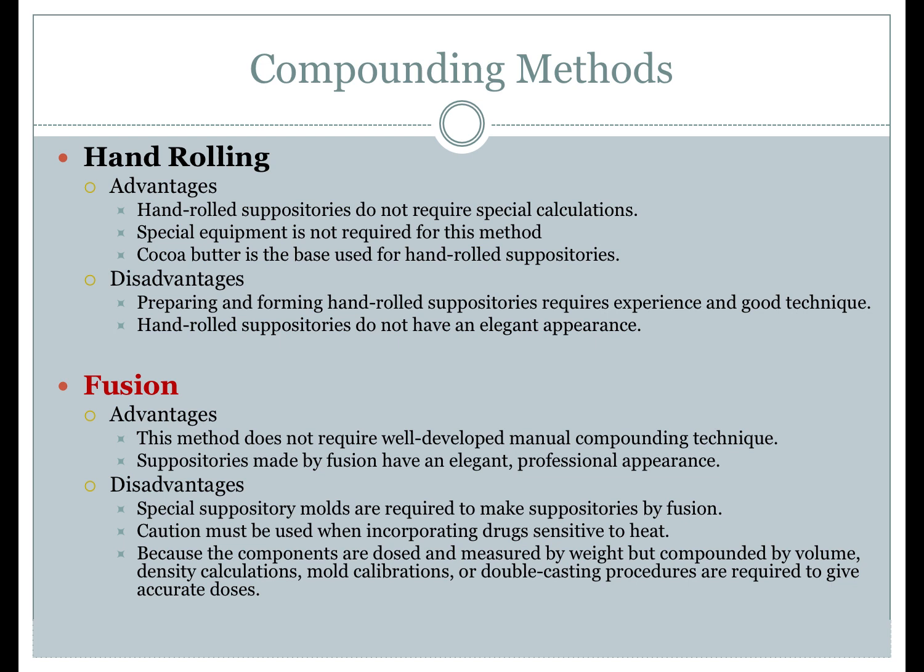We will discuss this issue in much more detail, but I bring it up now because using the fusion method requires the pharmacist to perform specialized calculations, mold calibration, and procedures such as the double casting method. In summary, while the fusion method allows the creation of elegant and uniform suppositories with little physical training or skill, it requires the pharmacist to be well versed in performing multiple calculations needed to ensure that the suppository contains the correct amount of the active ingredient. The fusion method trades physical dexterity for mental dexterity.